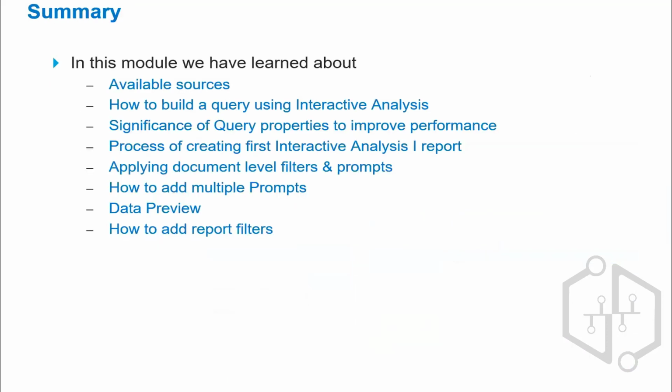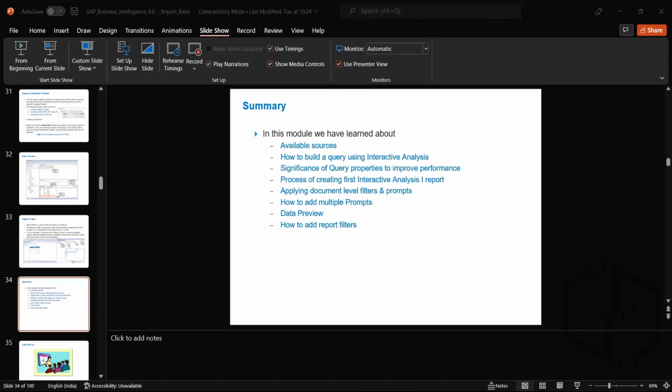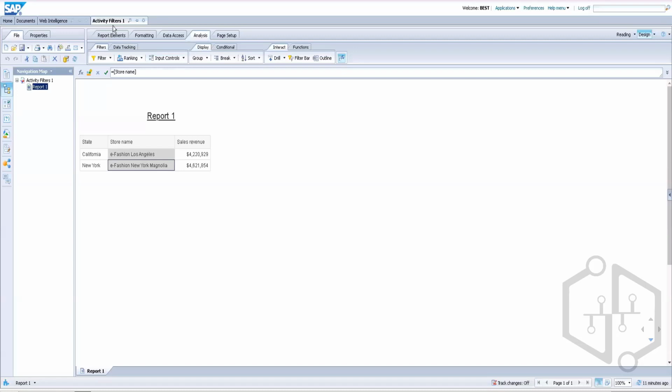So we will see otherwise. Yeah, we will see. For an already created report, we will see how to add a report level filter. Activity filters. So if you see here, as we already gave the state, California and New York, maybe if you want to see only the store name Los Angeles, what we can do is I open the already created report, activity filters one. Okay. It already has a query filter with the state.